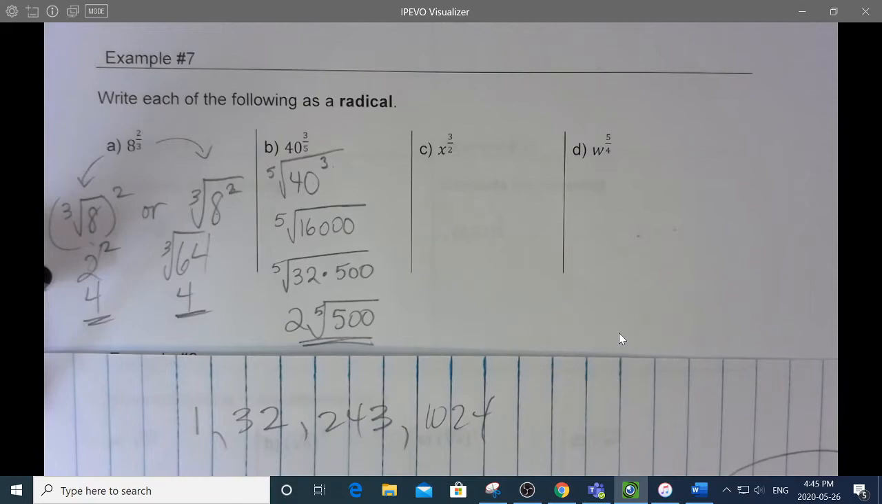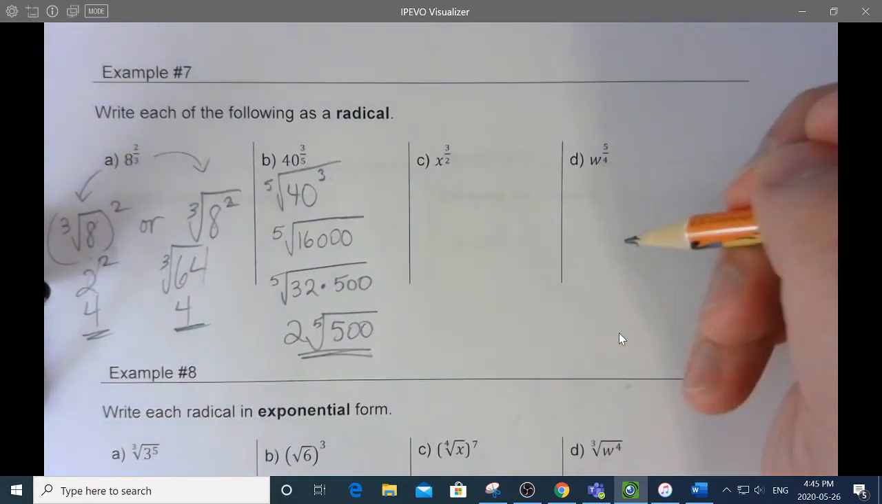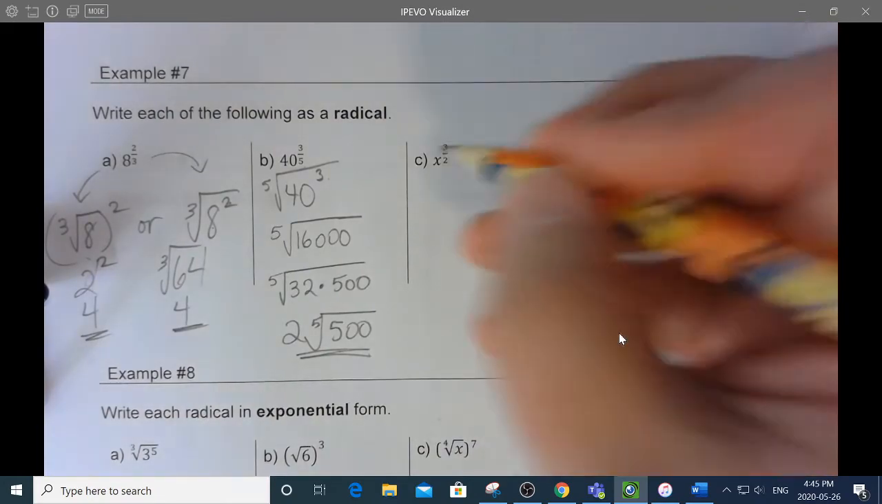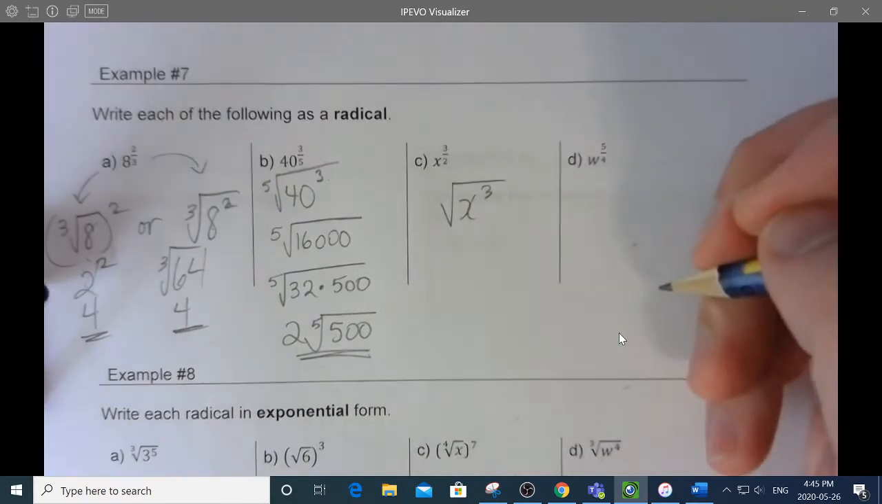That's as simple as I can make that number. That one was cool. I enjoyed that one. Okay, next. I'm going to call this one the square root of x cubed. Now you might be looking at that going, well, done, right?